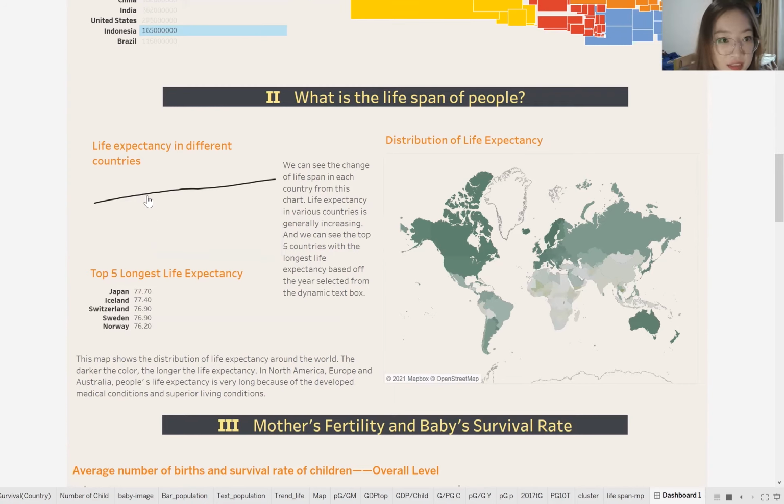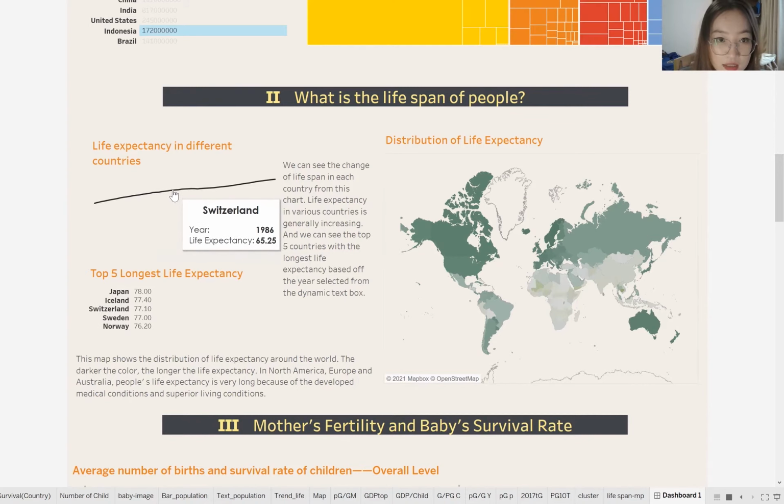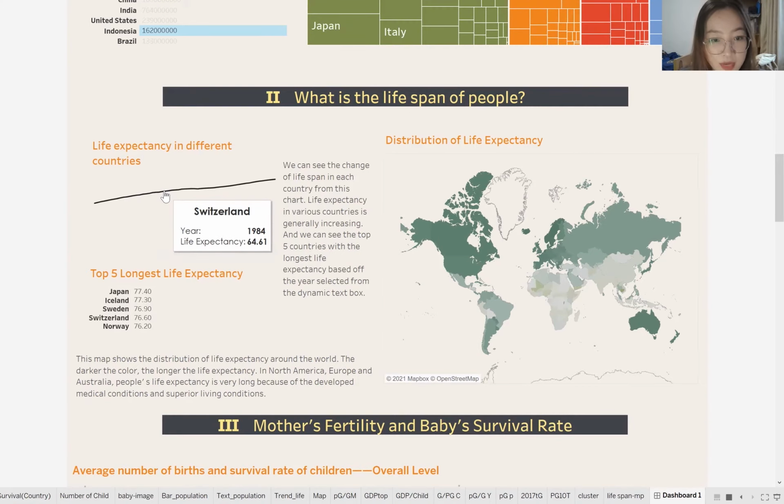Since 1983, Japan has been ranked first.